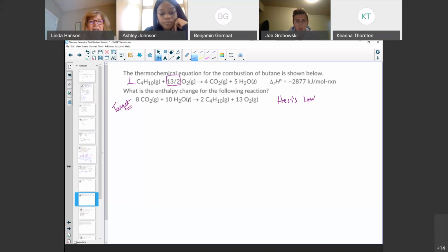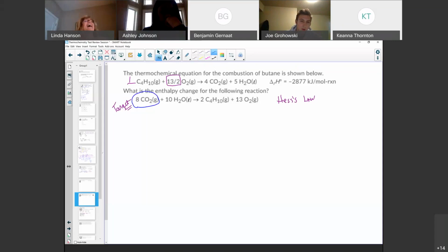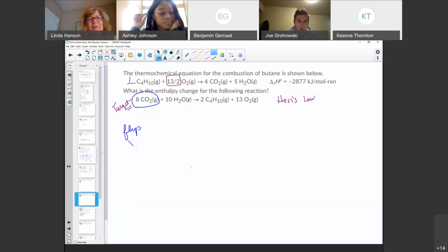Thinking out loud, for no other reason than it's written first, in my target equation I look at the first reactant, carbon dioxide. Go into the original equation and see what we would need to do to create 8 units of CO2 on the left side instead of 4 units on the right side. Okay, so multiply by 2. Would you flip it? Yes, beautiful, that's it. You're going to flip the direction and multiply it by 2.